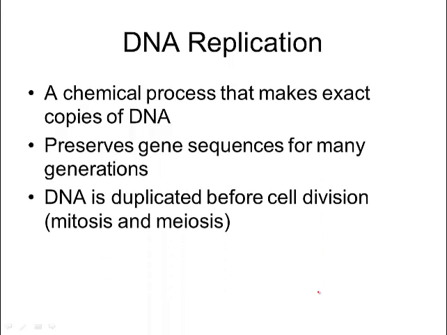Now remember, DNA is always duplicated before the cell divides. So before mitosis or meiosis, or if we're talking about a bacteria cell, before binary fission, you're going to make a copy of your DNA every time. A cell cannot divide if it has not copied its DNA first, because if it did divide without copying its DNA, each of the new cells wouldn't have the right amount of DNA in them.